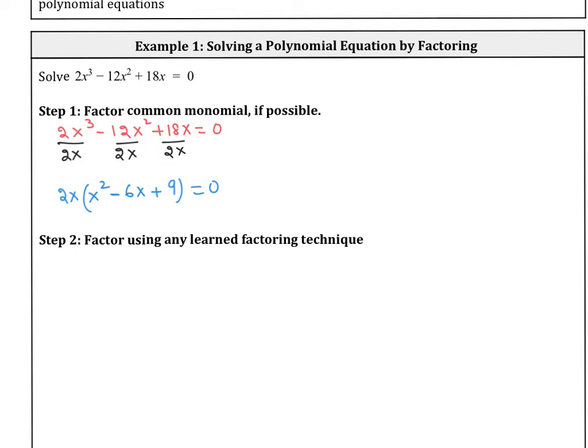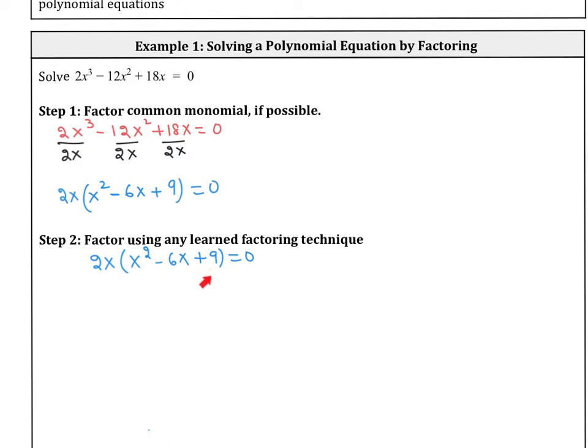Now we are going to factor this more to find out the x values. So what I'm going to do is rewrite this factor. These are the two factors: 2x times this quadratic equals this big polynomial. So now we have already factored the 2x. Now we are going to work on factoring x squared minus 6x plus 9.